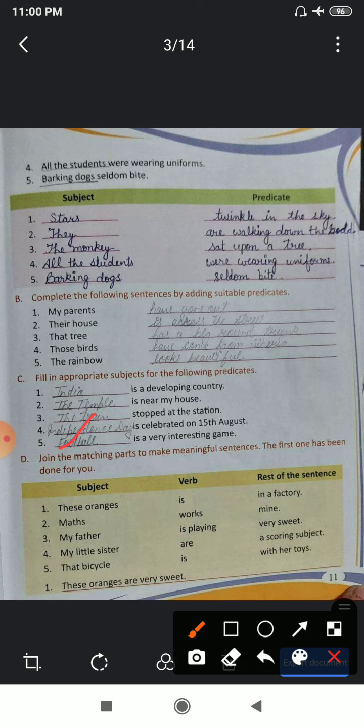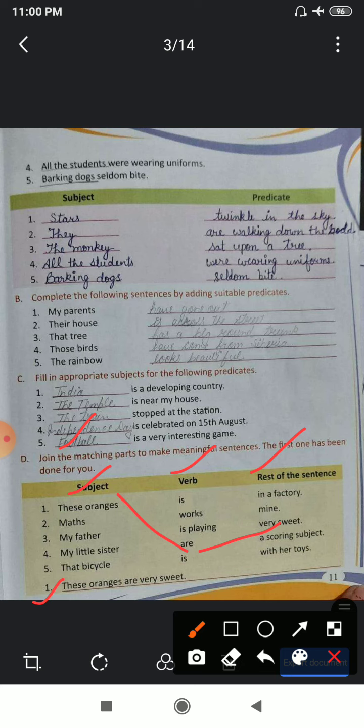Join the matching parts to make meaningful sentences. The first one has been done for you. Here subject is given, verb is given and rest of the sentence is given. Now what you have to do? You have to join subject with verb and then with the rest of the sentence. One example is already given in your book. These oranges are very sweet. Okay, so one sentence is like that. The rest of the sentences we have to make like this.